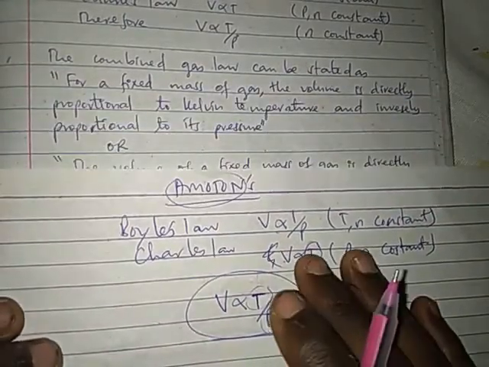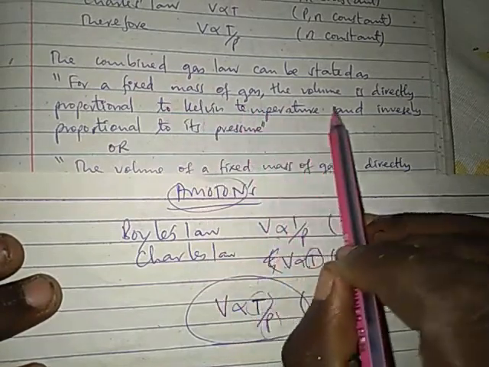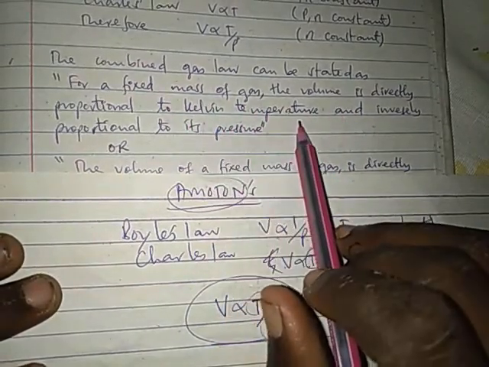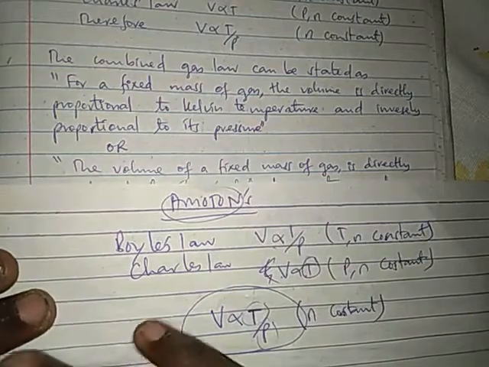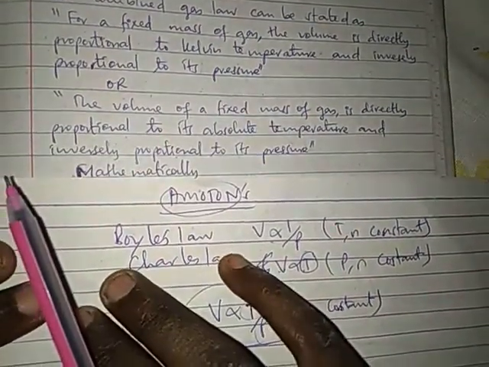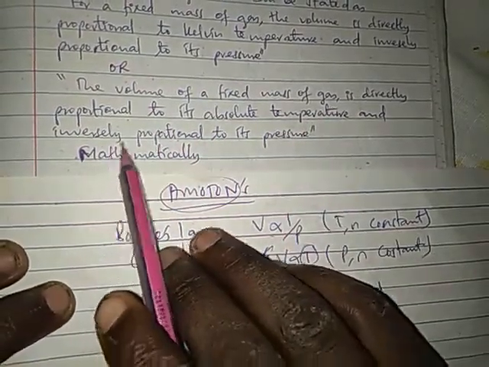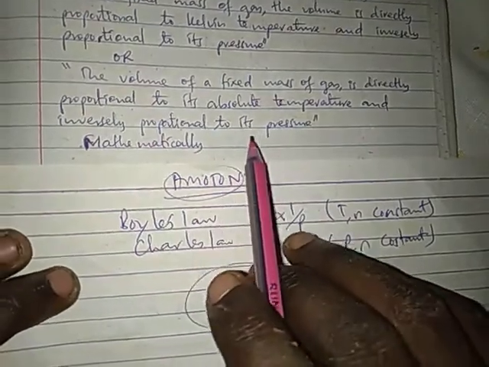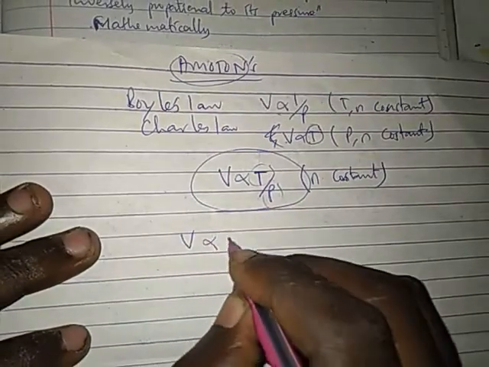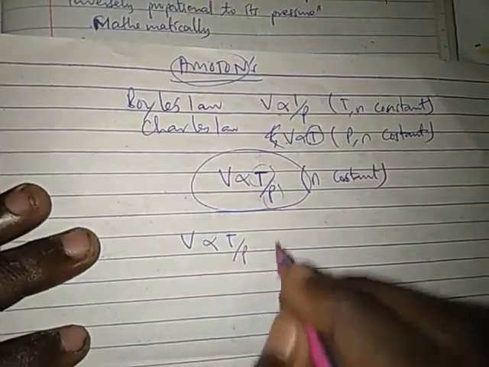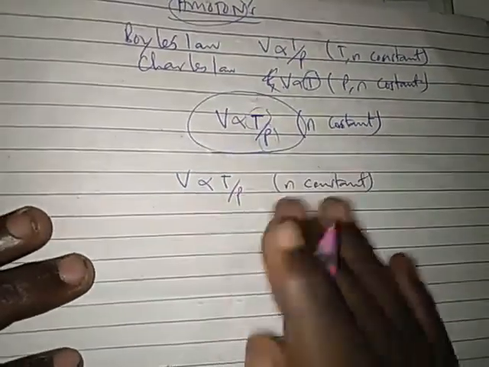So the combined gas law states that for a fixed mass of a gas, the volume is directly proportional to Kelvin temperature and inversely proportional to its pressure. Kelvin temperature, sometimes you can say absolute temperature, no problem, that's the same terminology. Or sometimes you can state it as the volume of a fixed mass of a gas is directly proportional to the absolute temperature and inversely proportional to its pressure. So mathematically, volume of a fixed mass of a gas is directly proportional to absolute temperature and inversely proportional to pressure, keeping number of moles constant. When the mass is constant, then the number of moles will be constant.